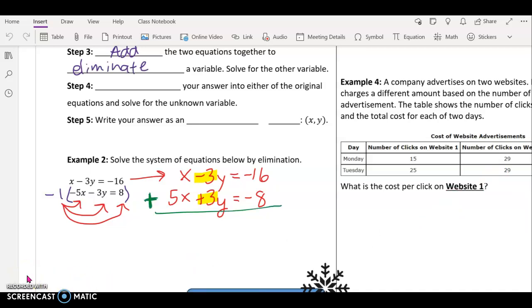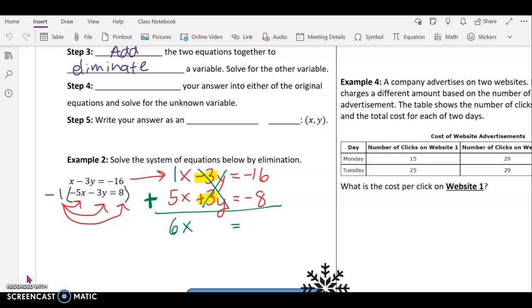So first remember that there's a 1 in front of this x. 1x plus 5x is 6x. -3 and +3, they're opposites, right? So -3 and +3 add up to 0. There is no more y. It eliminated. That's the goal of the elimination method, that one of the variables should eliminate.